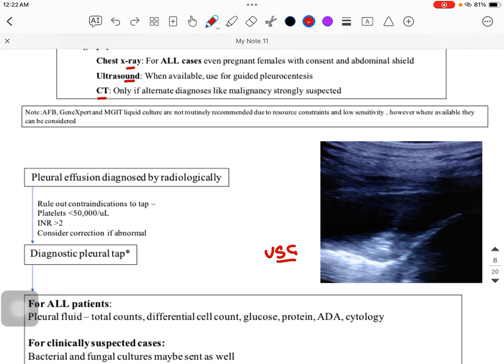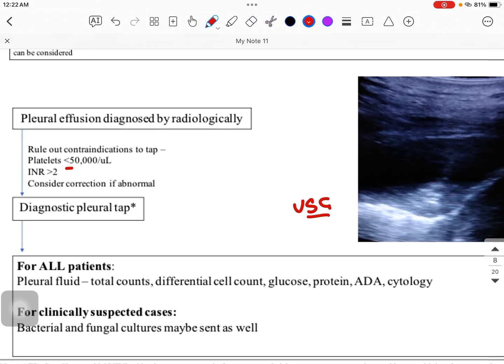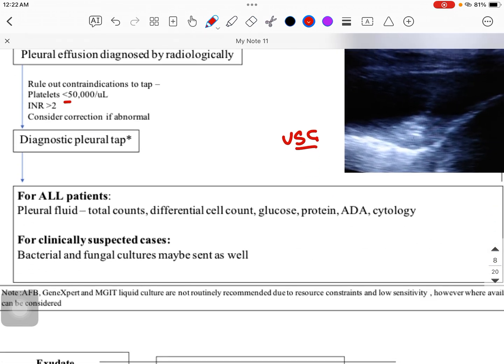Now, I have talked about this earlier as well: you should be ruling out that platelets should not be lesser than 50,000, INR should not be more than 2, or these kinds of things, which we need to keep in mind as well. So diagnostic pleural tap, after that. So, pleural effusion which is diagnosed radiologically, then we should be going for the diagnostic pleural tap, because we want to send this pleural fluid for the microbiology examination as well.